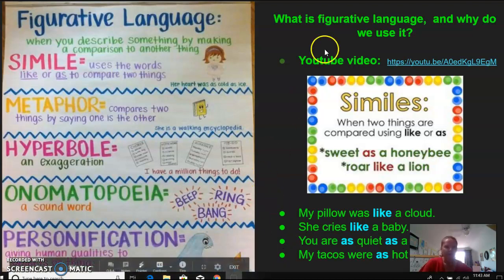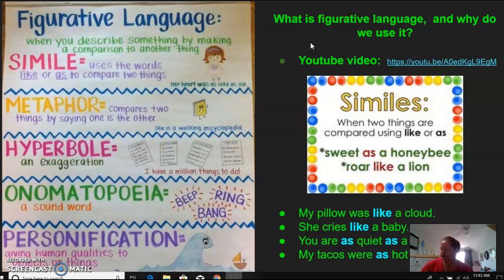If you look up here, what I've done is I've asked a question. I think it's really important for you to ask yourself this question before you start on your first worksheet. And if you've already started and finished a few, that's fine. But I do want you to ask yourself, what is figurative language and why do we use it? If you look over here at this anchor chart, similes and metaphors are figurative language. I'm going to read this to you. It says, when you describe something by making a comparison to another thing.